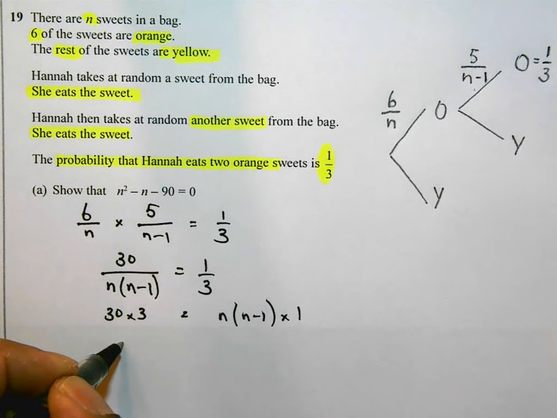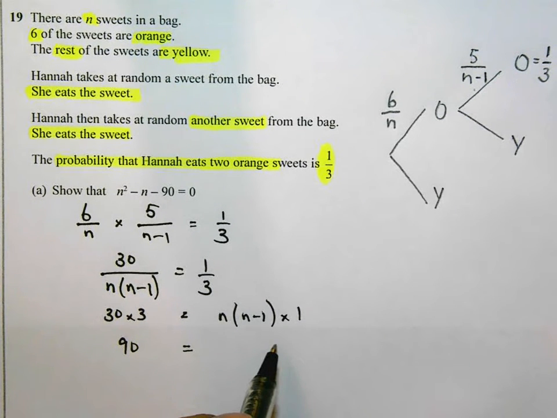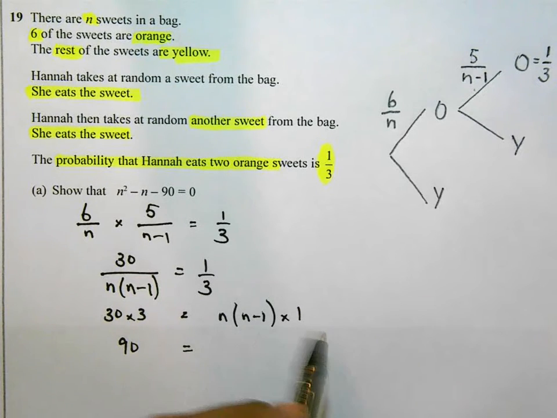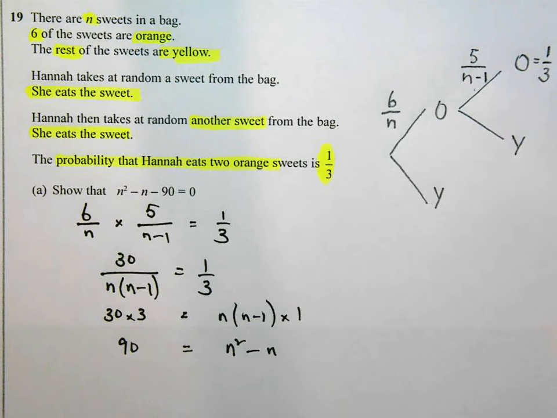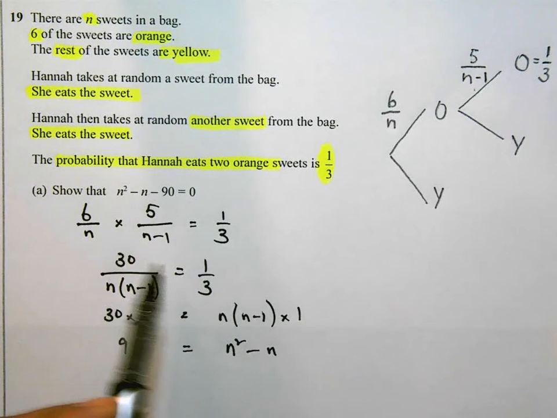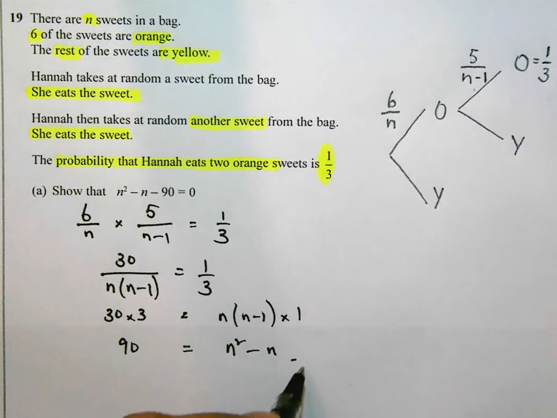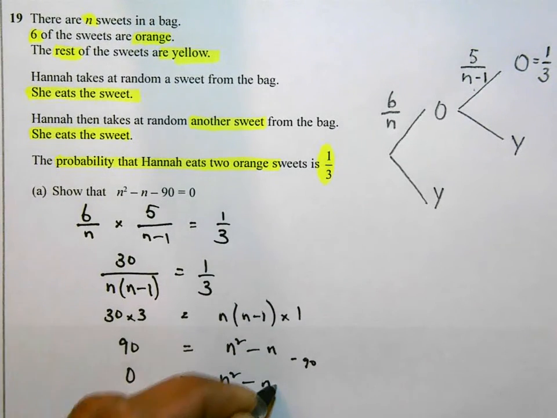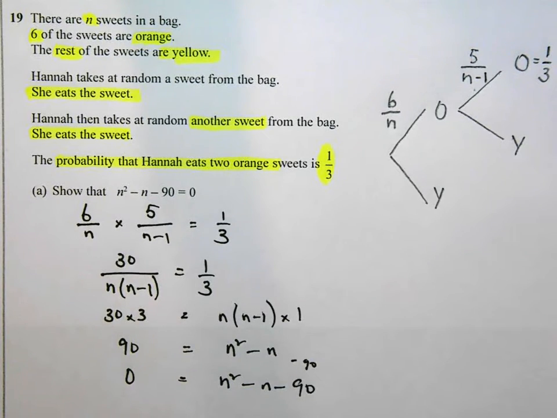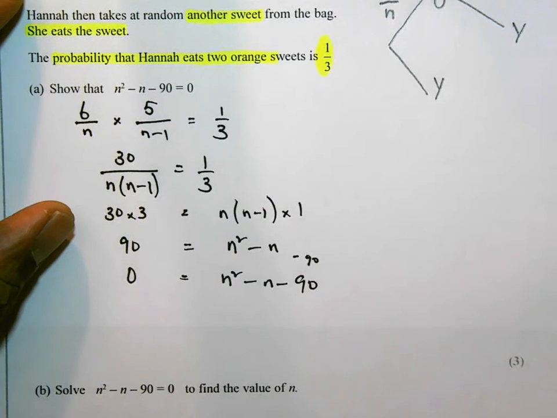I'm going to bring everything over to one side, and right now it looks similar already to the thing I want to show. So I'm going to bring the 90 across to this side. It's positive 90 right now, so I need to take away 90. So I'll get 0 is equal to n squared minus n minus 90. I'm going to bring everything over to one side, and it would be the answer that they require. n squared minus n minus 90 is equal to 0.